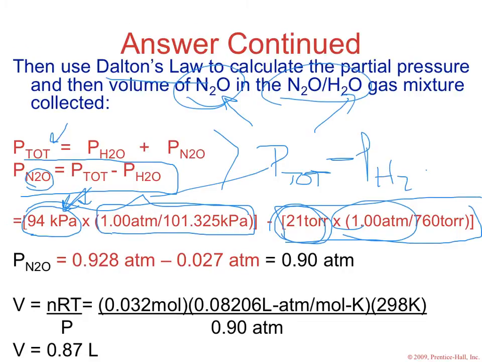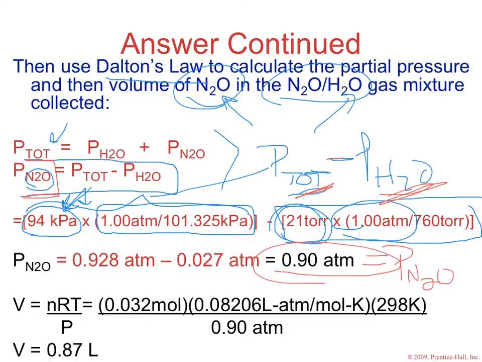So now if you take the total gas pressure and you subtract from that the water vapor pressure, you will in fact get what you want, which is the partial pressure of the dinitrogen monoxide, which is 0.90 atmosphere. That's awesome. Now you've made your way to the pressure of dinitrogen monoxide.